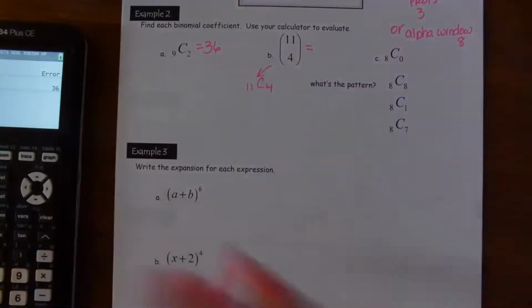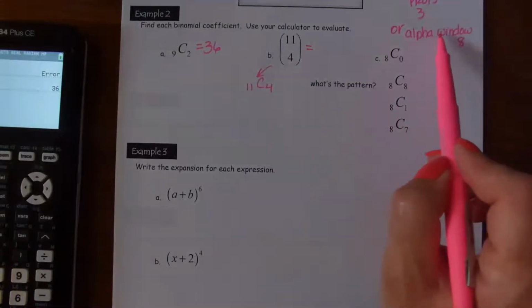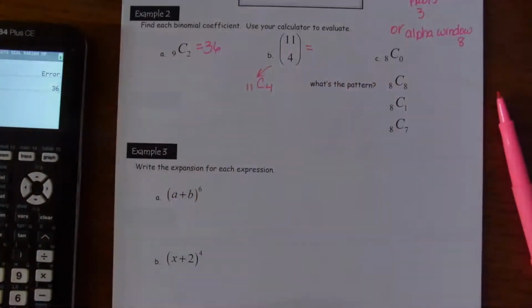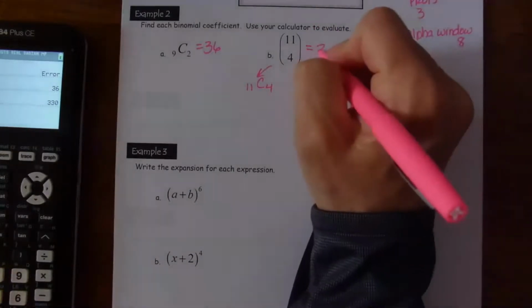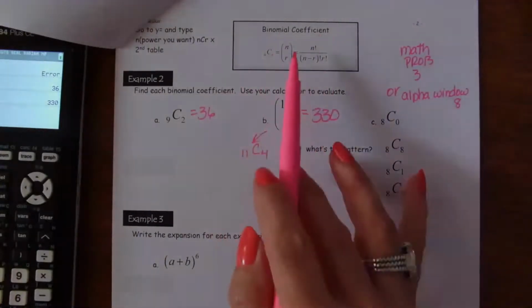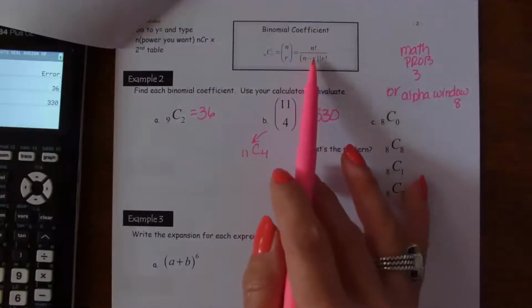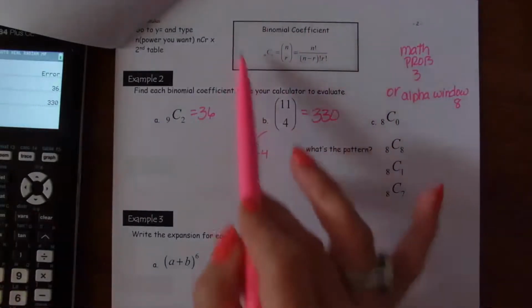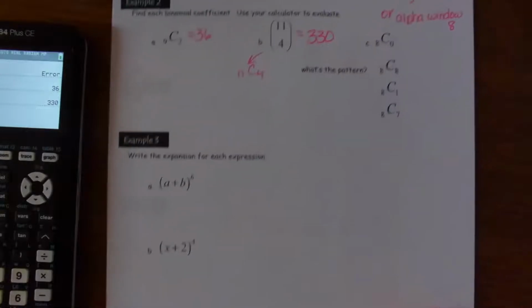Put that into your calculator. You can use math probability 3 or alpha window 8. I like alpha window 8. I feel like I can do that faster. And you just type in 11 and 4. Everybody okay with your calculator? Everyone at home, you got your calculator? It's going okay? This is the by hand way to do it. If you're going to put an n factorial and n minus r times r factorial, most of the numbers go away and then you just have to multiply them by hand. We don't really use that anymore because we all have our calculators.